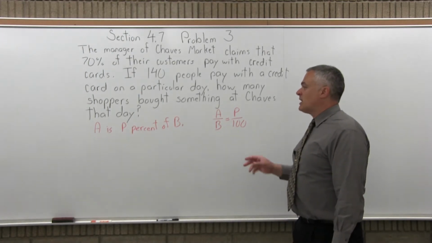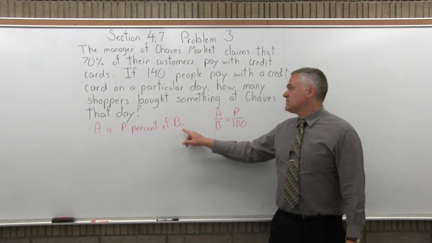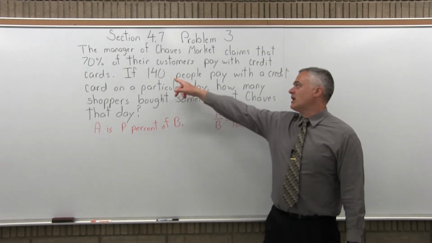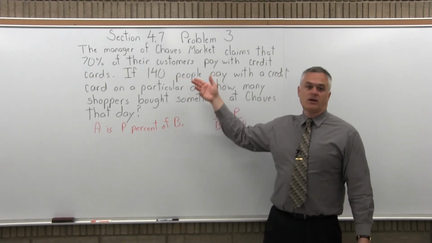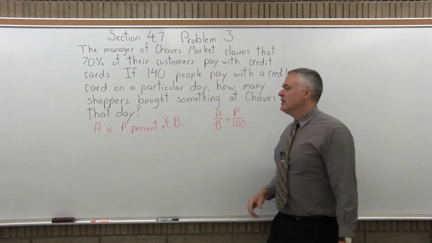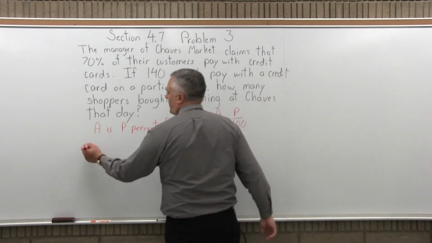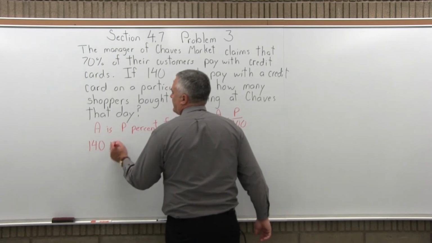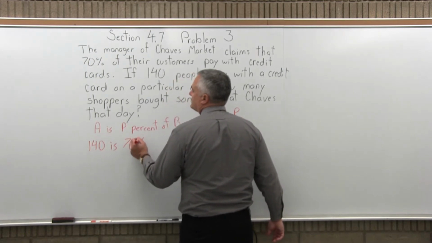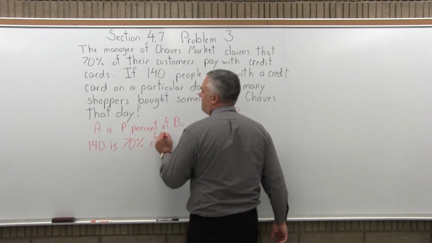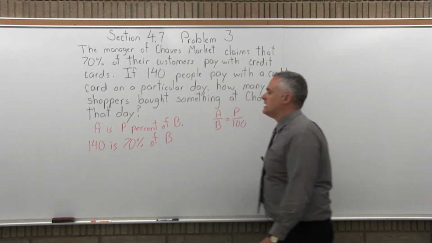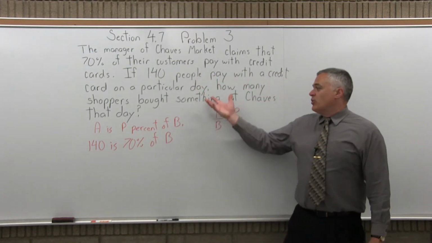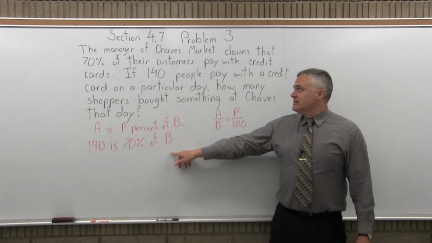So if that's my goal, write it in the form A is P% of B, and I have this statement that 140 people bought something with a credit card. How many bought something altogether? So what I want to do is write it as 140 is 70% of B. B is the unknown, so I'll leave it as B. So that boils it down to my important sentence.